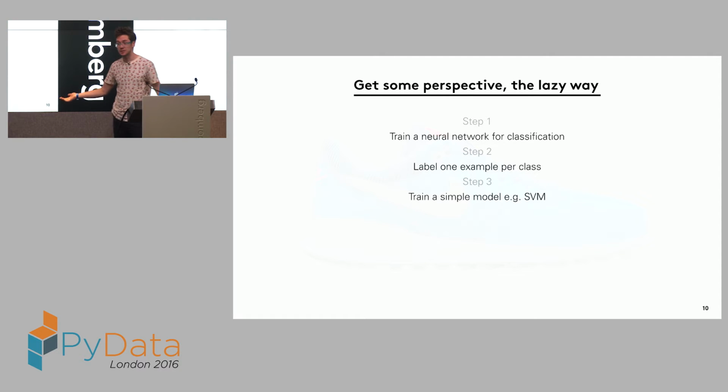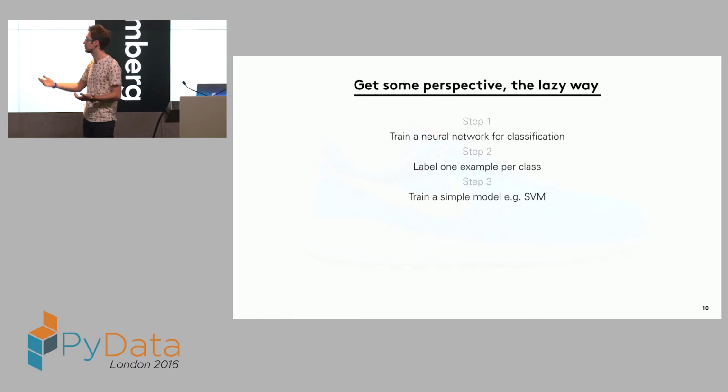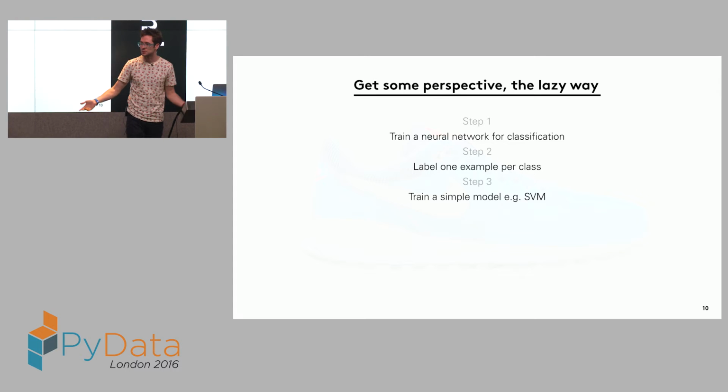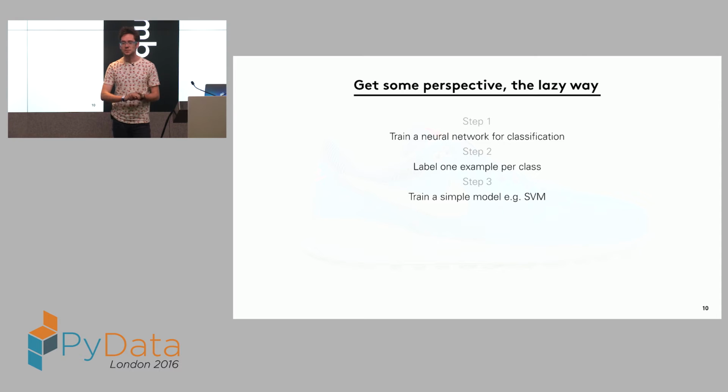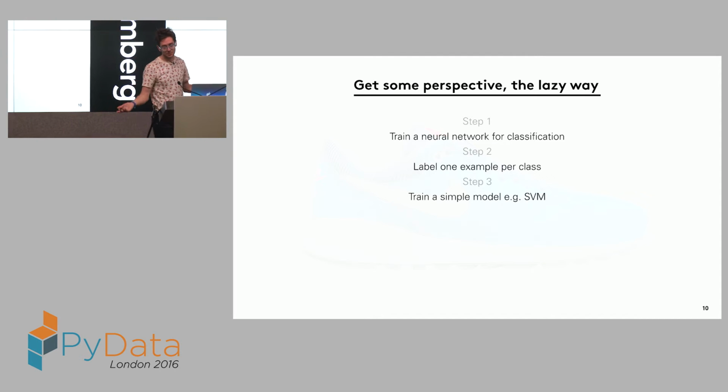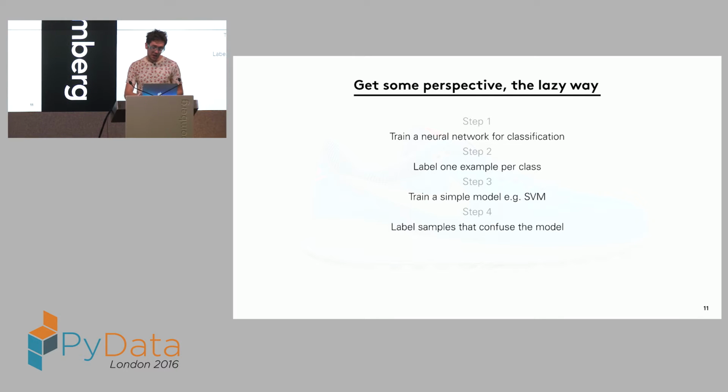Then I will train a simple model. In this sense, I mean simple in that a support vector machine is going to have a relatively small number of parameters. In this case, it takes in a 9,000 dimensional representation, so it has 9,000 parameters or of that order, compared to a neural network which has 16 million. So it's a simple model.